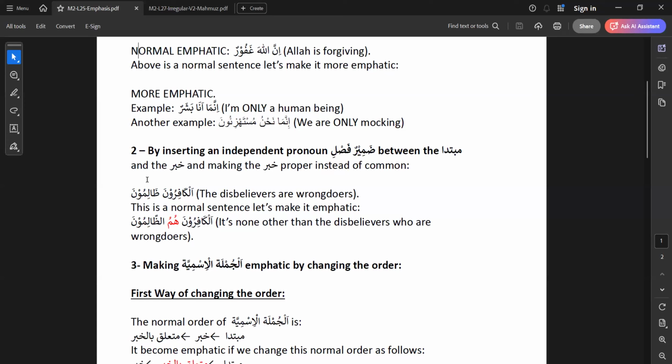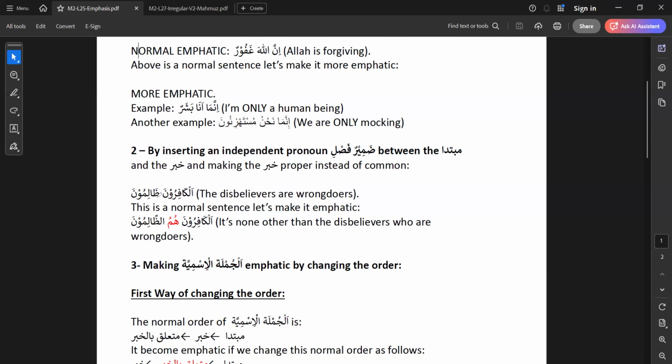Excellent. Good. So the second one, by inserting an independent pronoun, damirun fasil, between the mubtada and khabar, therefore making the khabar proper instead of common. And let's look at an example. Al-kafiruna zalimuna. So here, al-kafiruna zalimuna. The disbelievers are wrongdoers. Here you notice the mubtada has become proper.